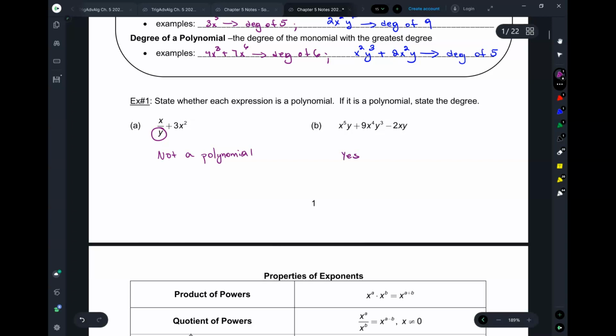And then let's see what the degree is. What's the degree for the first term? 6. What's the degree for the second term? 7. And here? 2. 2, right? So the degree here is 7.